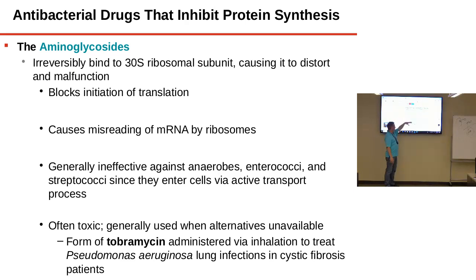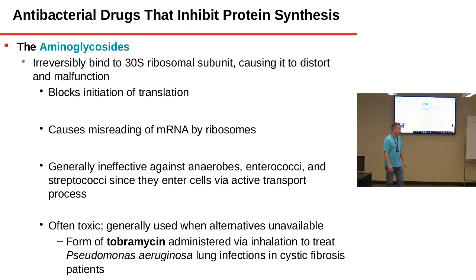And so this is a big deal, just to understand how some of these drugs are not effective. It's often toxic, but it's generally going to be used when alternatives are unavailable. Why is it toxic? Because again, it's binding to that 30S, and as she pointed out, both prokaryotes and eukaryotes have a 30S ribosome, or portion of the ribosome.